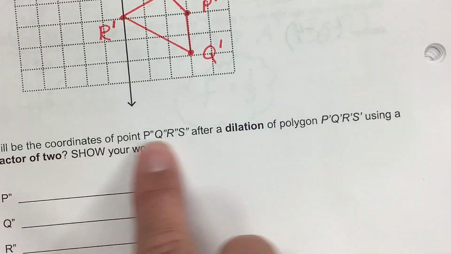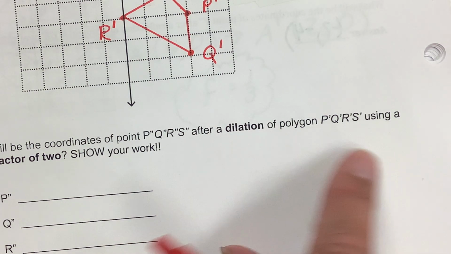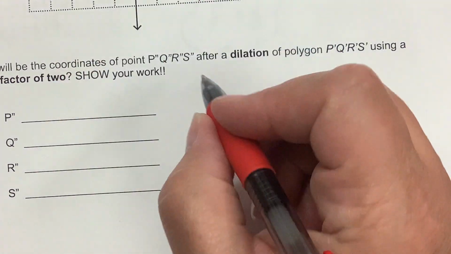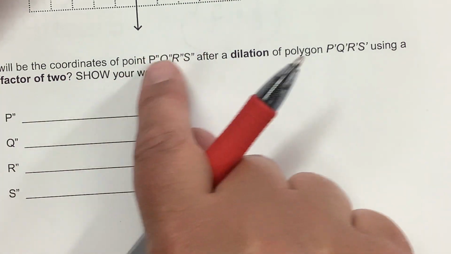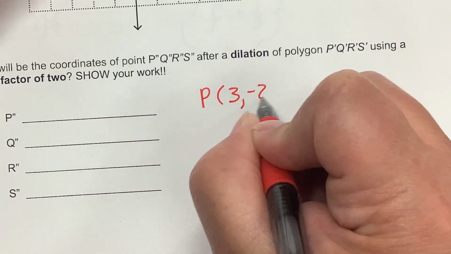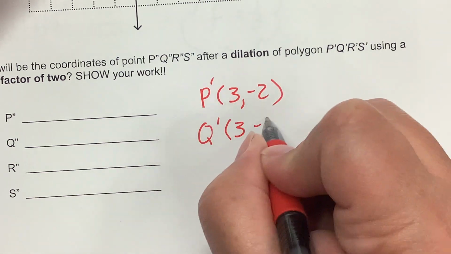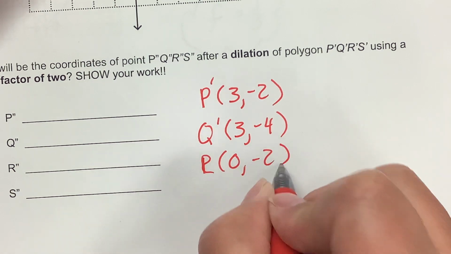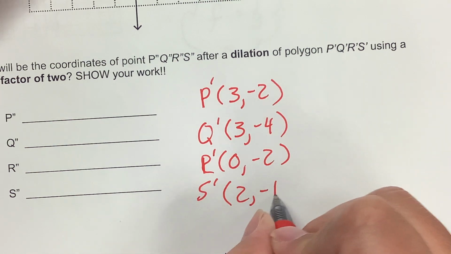Now it says, what will be the coordinates after a dilation of the polygon using a scale factor of 2. So I have to start with my original, I'm not starting with the original points. I have to start with my primes. So I'm starting with P prime at 3, -2, and Q prime at 3, -4, and R prime at 0, -2, and S prime at 2, -1.